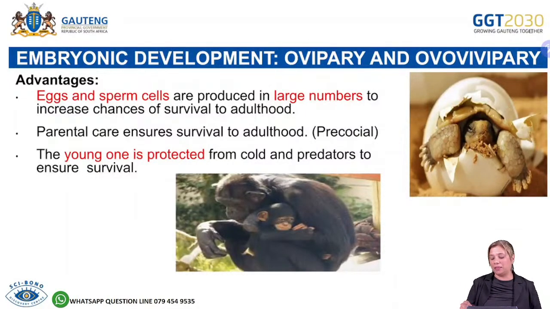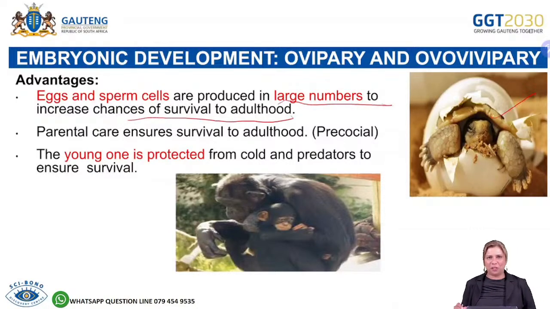Now we can see a turtle hatching here, and you can see that the turtle is much bigger, which means that it's already ready to go on with life. It's like it's hatching and it's ready to feed, it's ready to move. You can see it can move because it pushed out of that shell. So the advantages of ovipary and vivipary is that eggs and sperm cells are produced in large numbers to increase chances of survival in adulthood.